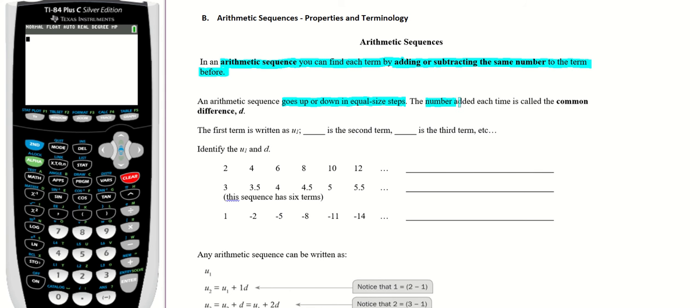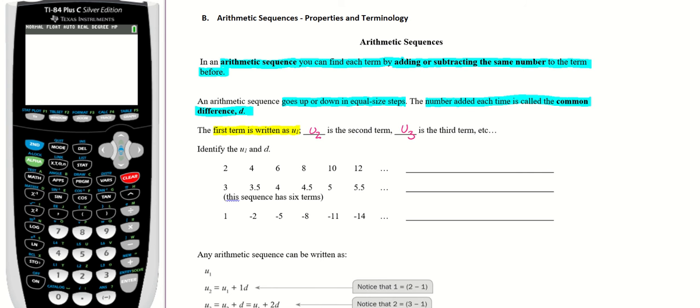And that step size, or the number that you add each time, is called the common difference, and we represent that with the letter D. Also important is the notation we use for the terms or the values in the list. The first term is written as U1. All subsequent terms follow the same pattern. So if U1 is the first term, U2 is the second term, U3 is the third term, and so on.